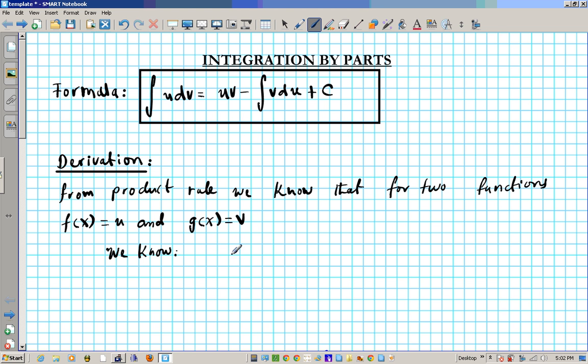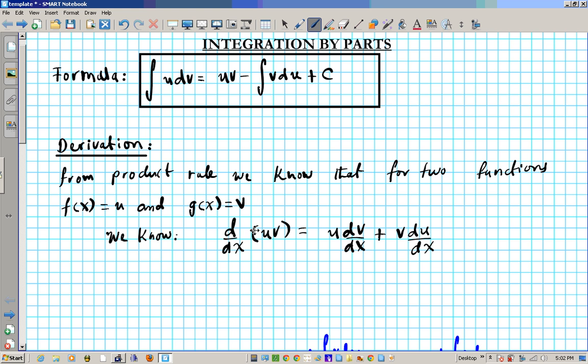We know that the derivative of the product of the two functions, d/dx of f times g, which I'll write as uv for symbolic convenience here, is equal to u dv/dx plus v du/dx, right? So I know that from the product rule, okay?